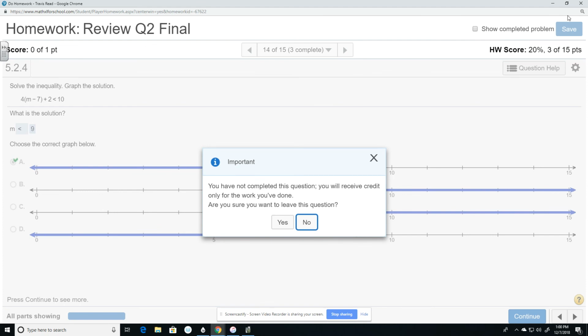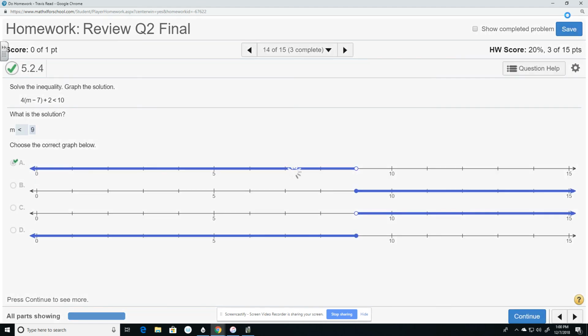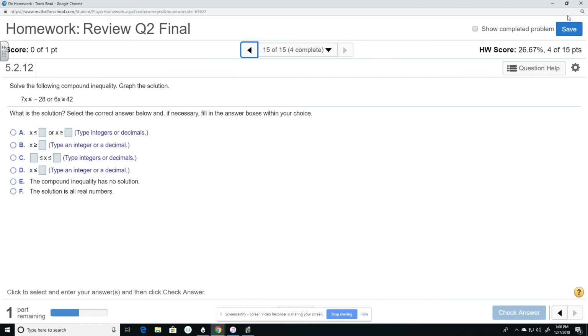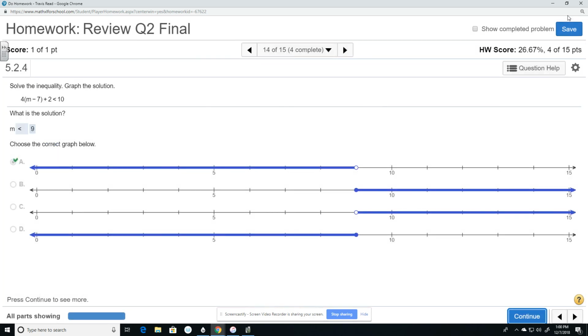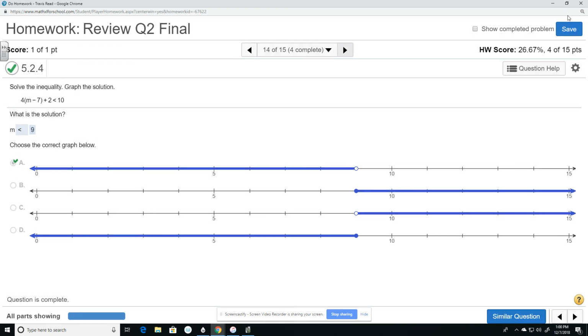Okay, number 15. Did that say I didn't complete the question? What else does it want me to do? I put that in. I choose the correct graph below. Okay, it did let me complete it.